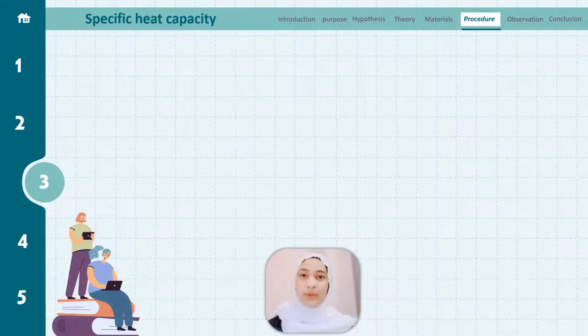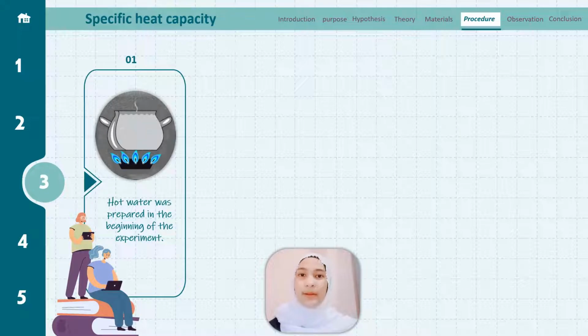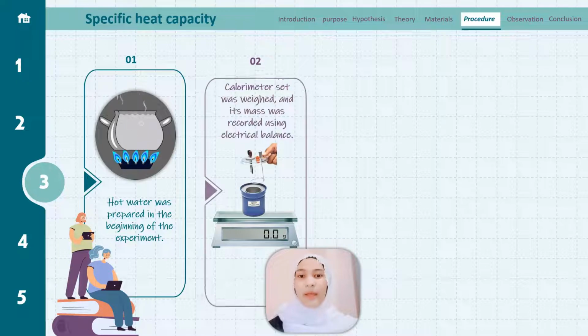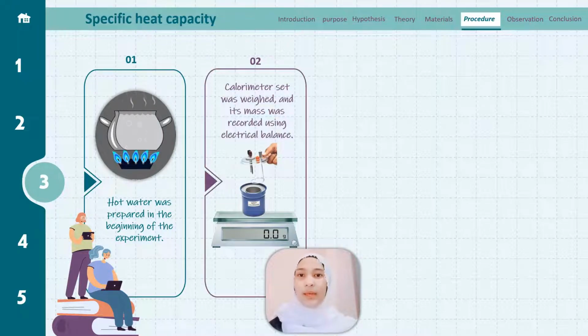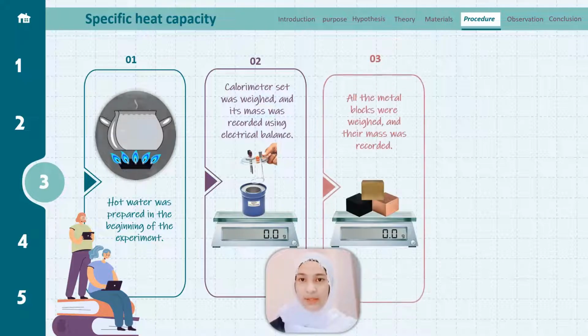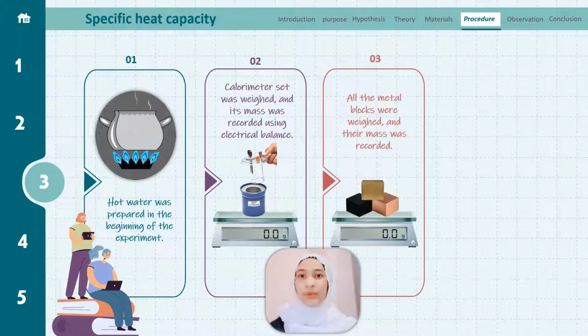So next we move to the procedure. Firstly, hot water was prepared at the beginning of the experiment and heated until it boils. We used hot water to save time for boiling. Next, the calorimeter set was weighed and its mass was recorded using an electronic balance. After that, all the metal blocks were also weighed and their masses were recorded.